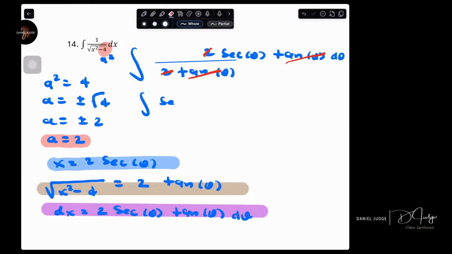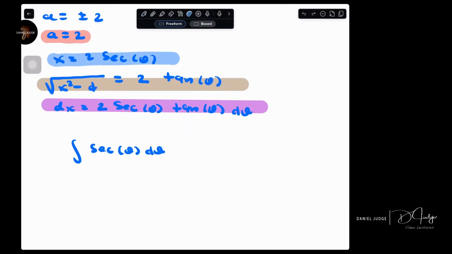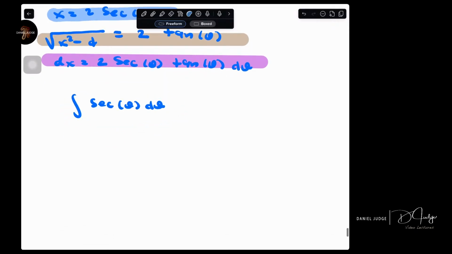Let me see if I can write this nicer. So remember that formula for the integral of secant theta. Like I said before, you want to memorize that formula because it shows up a lot. That's the natural log, absolute value, secant plus tangent plus c.